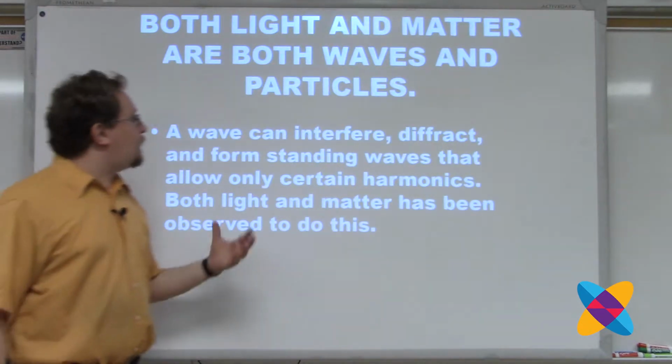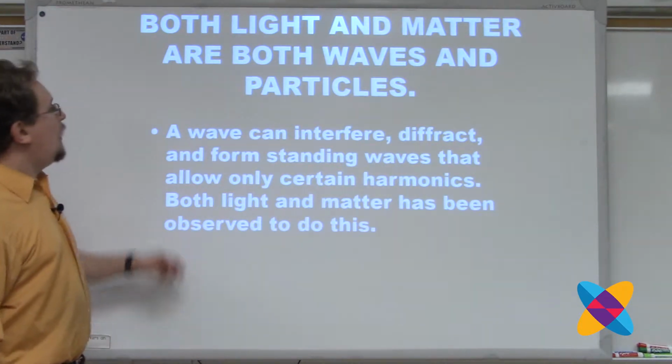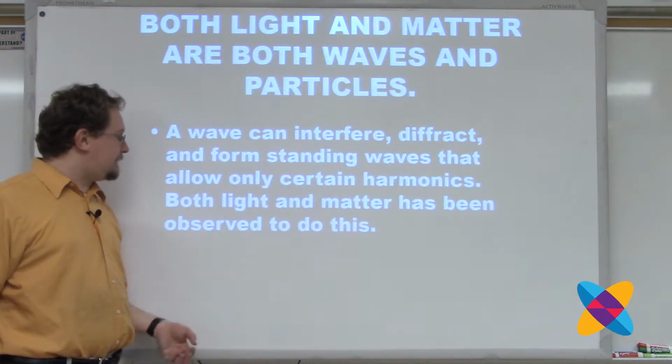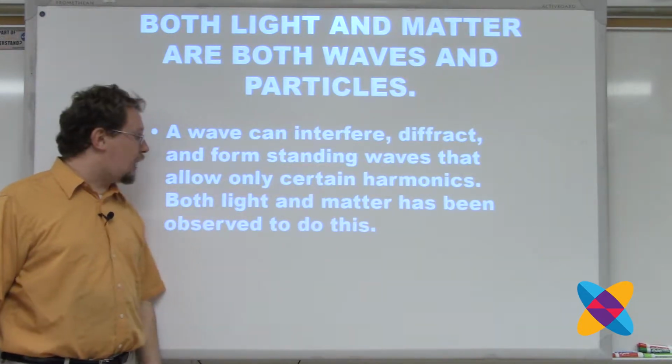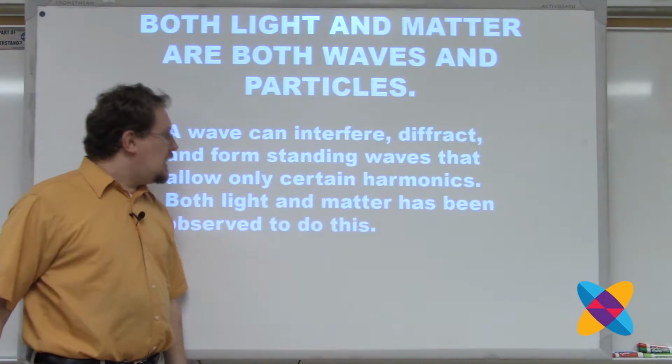Light and matter are both waves and particles. You got to make sure they understand that. It's very strange. A wave can interfere, diffract, and form standing waves. That's what a wave does. A wave can only allow certain vibrational modes, harmonics. Both light and matter have been observed to do this.